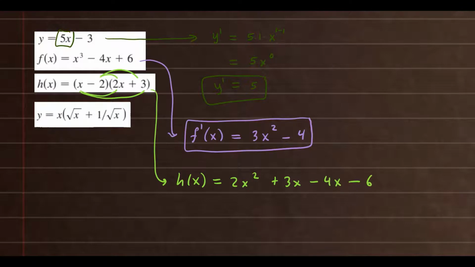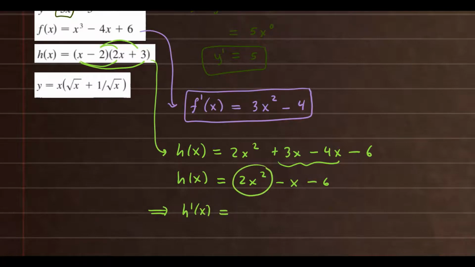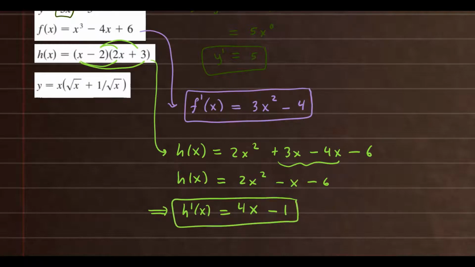And now we can combine like terms. So h of x is really 2x squared. These are like terms. That's minus x minus 6. So that is h of x. Now that it looks like it's in power form, we can find its derivative. So h prime of x, using the power rule, the derivative of this is going to be 4x. We bring down the power, subtract 1 from the power, minus the derivative of that, that's simply going to be 1. And the derivative of negative 6 is 0. So that is our derivative for h of x.